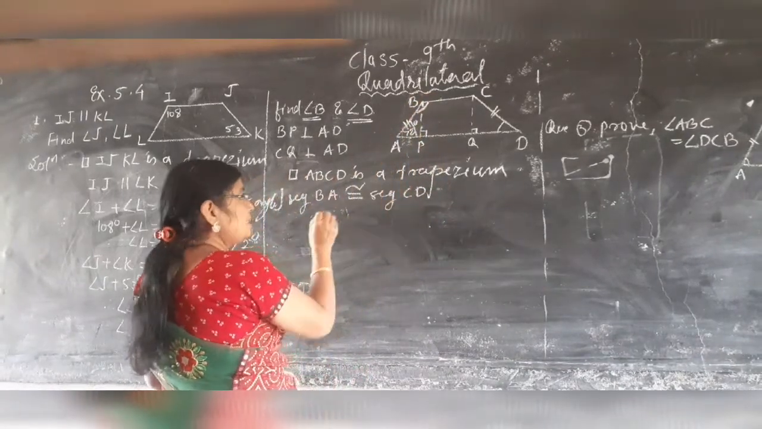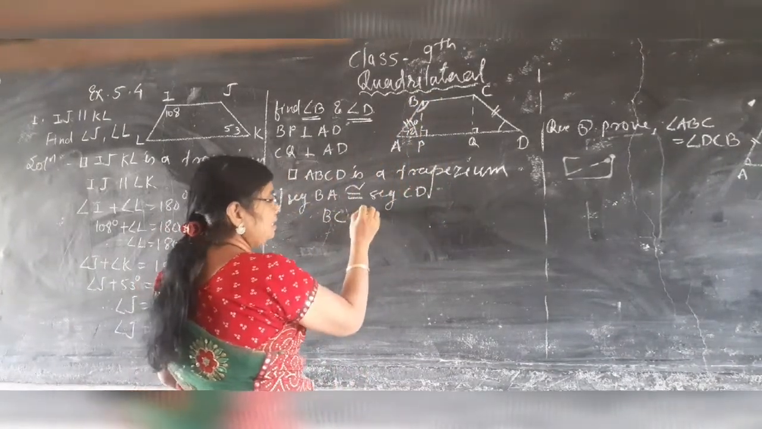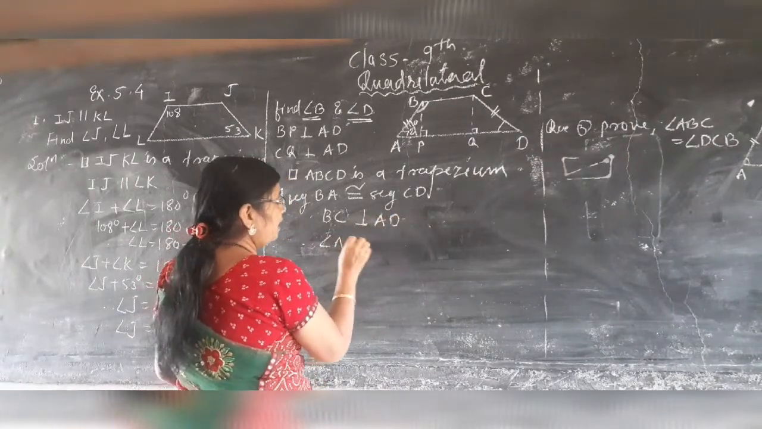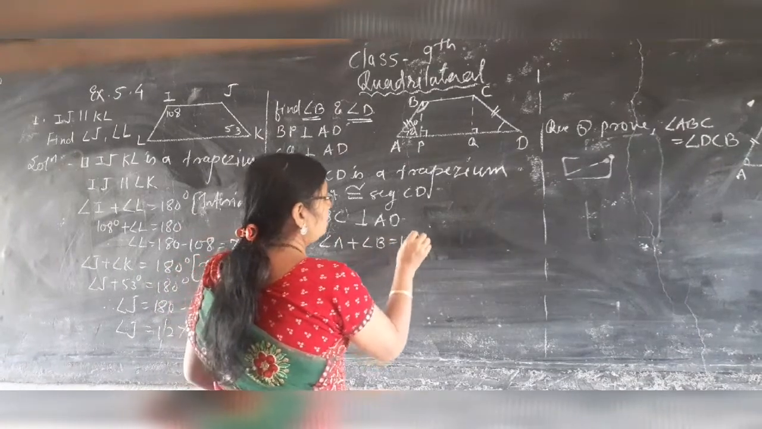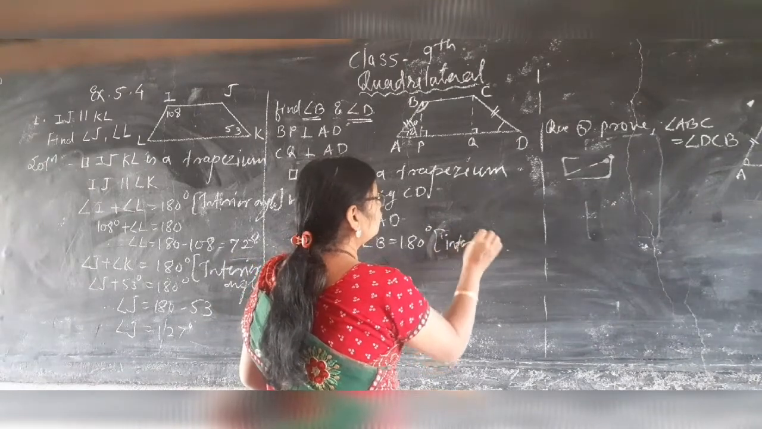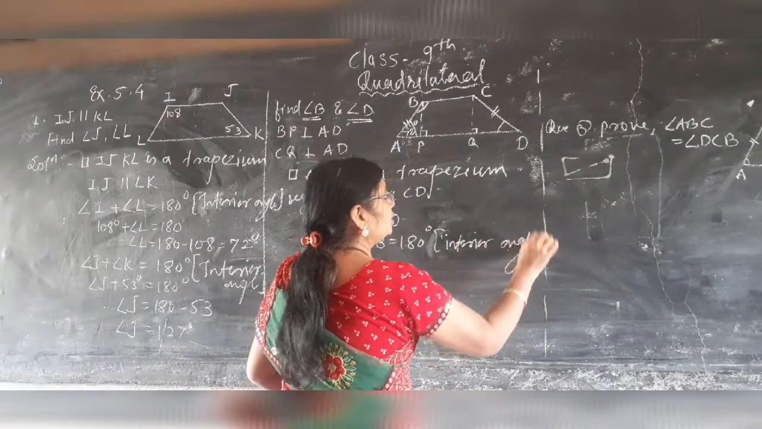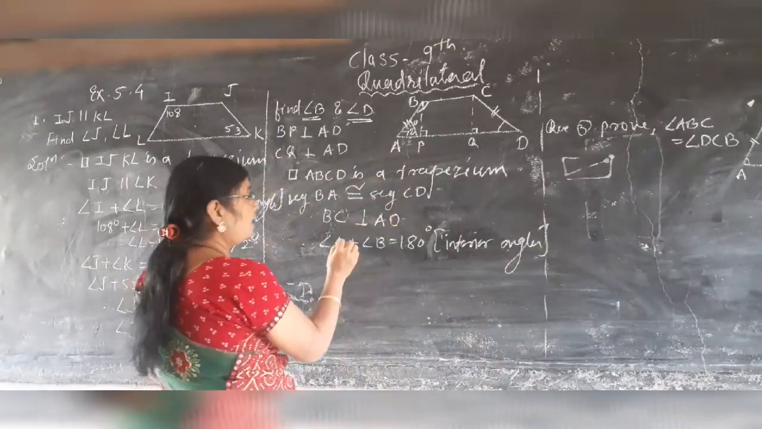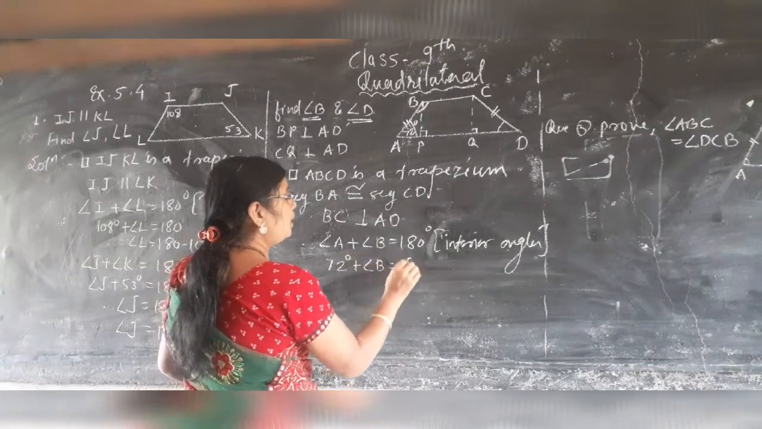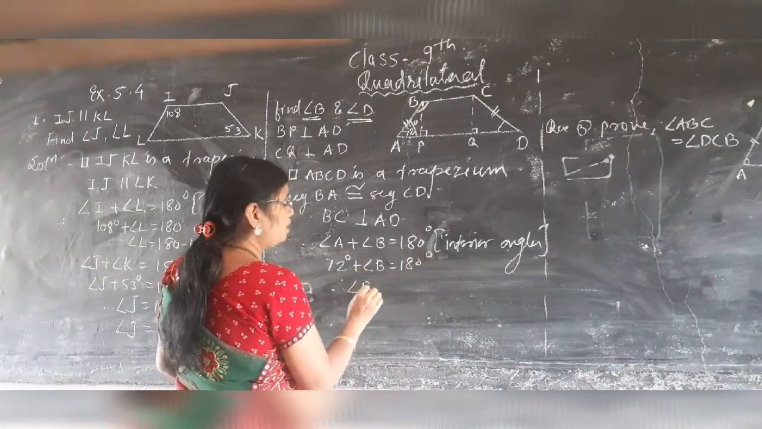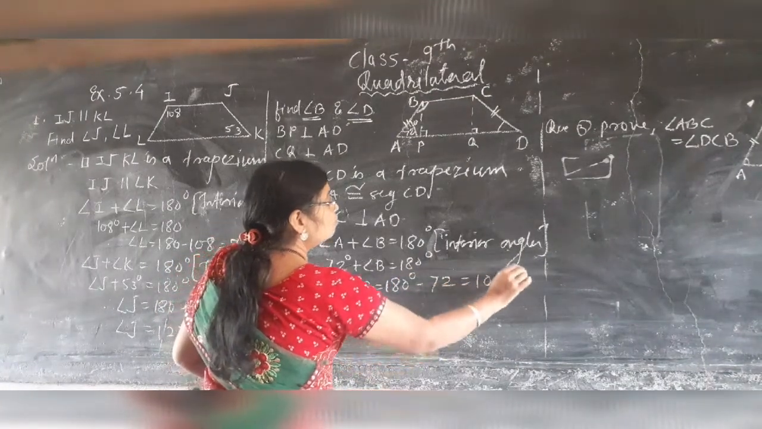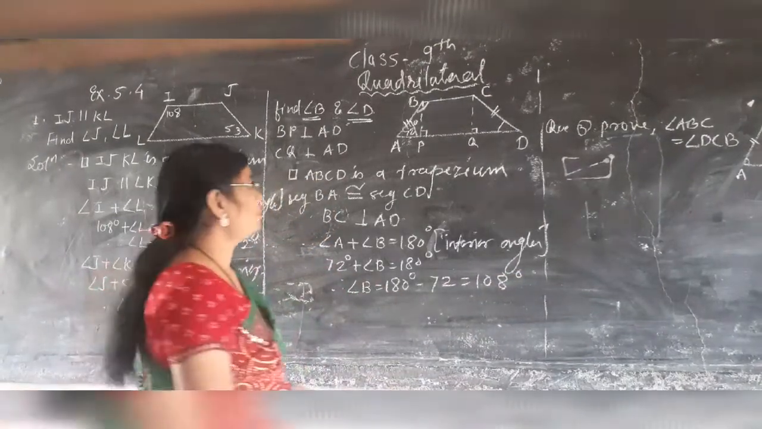Now which type of angles? Here, which lines are parallel? BC is parallel to AD. And therefore you can take angle A plus angle B is equal to 180. Which type of angles? Interior angles. Now angle A is how much? 72. Angle B you have to find. So angle B is equal to how much? 180 minus 72. How much? 108. In this way you have to find out.